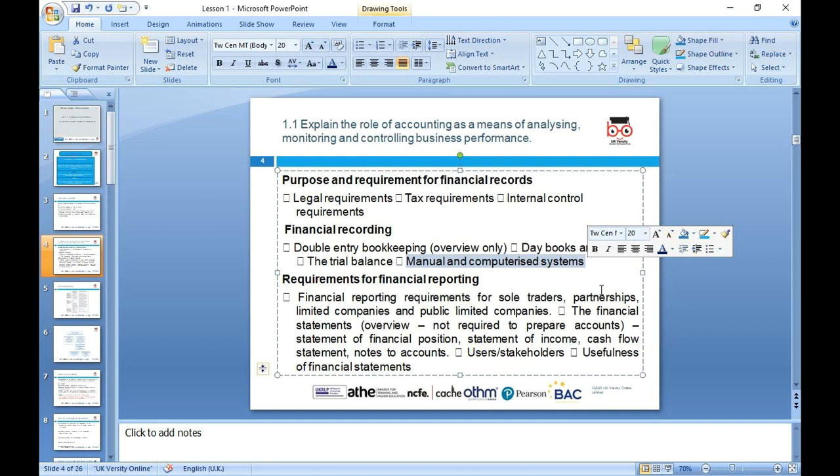Okay, financial reporting is a very important requirement. For the sole trader, partnership, limited and public limited company, a financial statement should be prepared. We need to prepare different sorts of statements. The statement of financial position, which is also known as the balance sheet. So we prepare four types of statements.